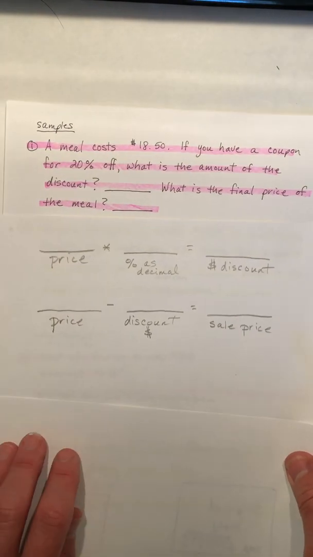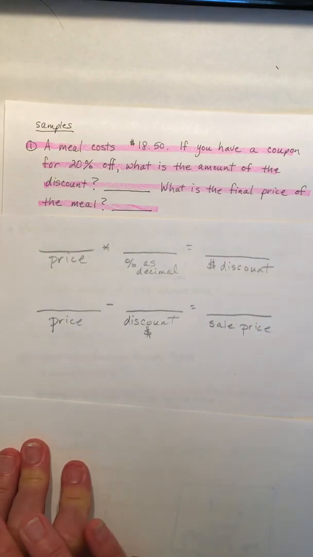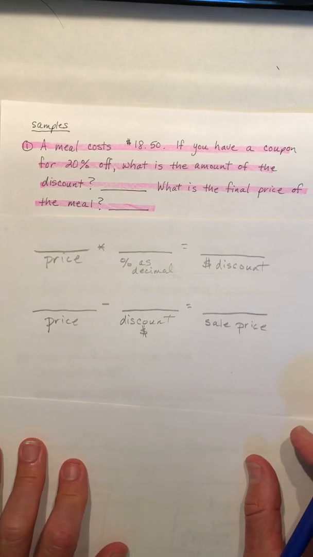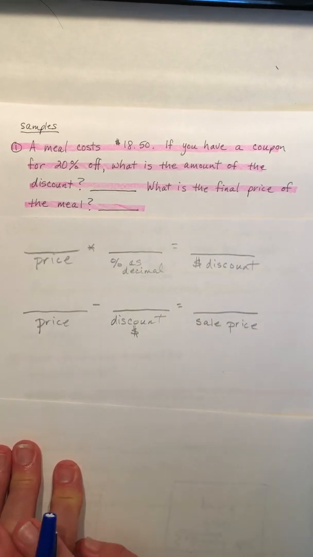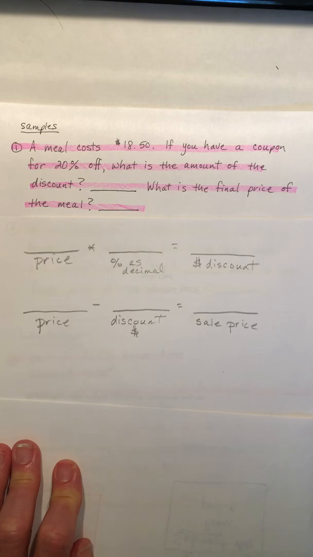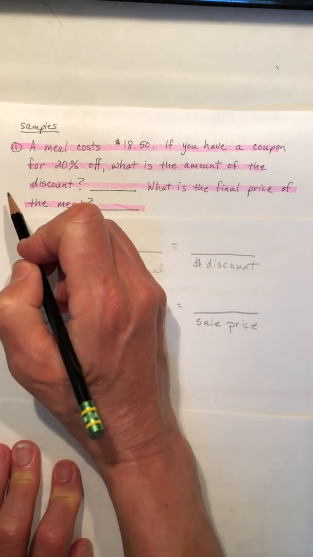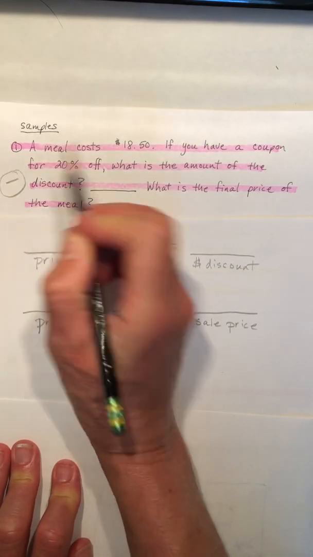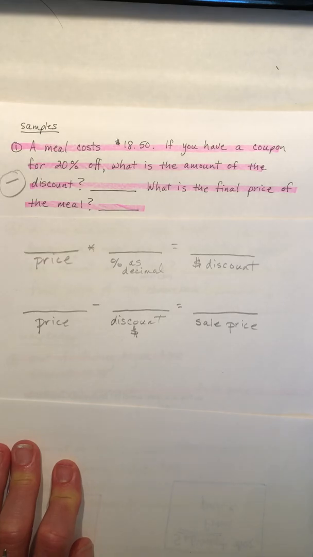So let's see. A meal costs $18.50. If you have a coupon for 20% off, what is the amount of the discount? What is the final price of the meal? So, a meal costs $18.50. I have a coupon for 20% off. That's a discount. I will be subtracting to find the discount.